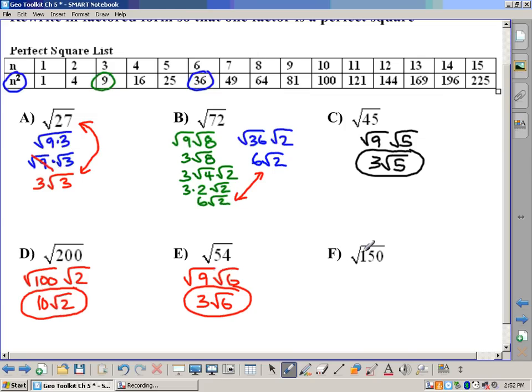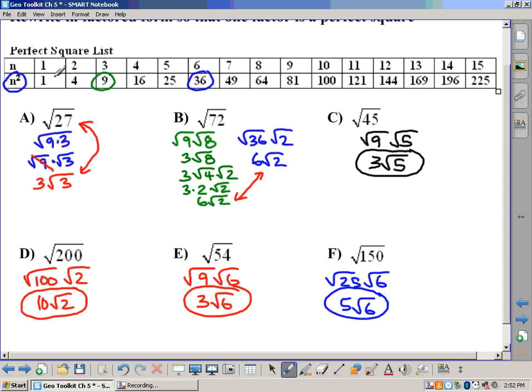Okay, 150. Well, let's see here on the list. 4 doesn't go in. 9, no. 16, no. 25. 25 goes in 6 times. So this will be the square root of 25 times the square root of 6. The square root of 25 is 5. So it ends up being 5 times the square root of 6. So that's basically how you do it.